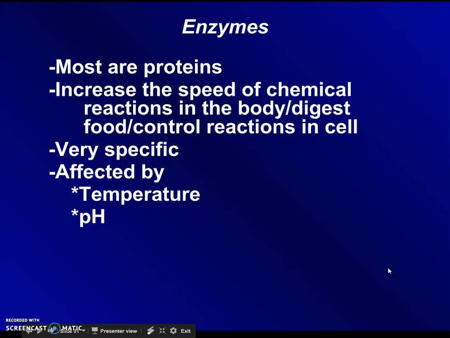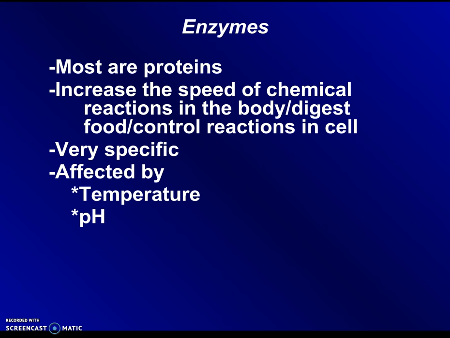For enzymes, most enzymes are proteins. They increase the speed of chemical reactions in the body. They digest food, and they control reactions in the cell. They are very specific. Each enzyme has a specific substrate that it may act on. So it's kind of like a lock and key, where there's one key that opens a specific lock, is the enzyme-substrate relationship. The substrate is just the molecule on which the enzyme can act.